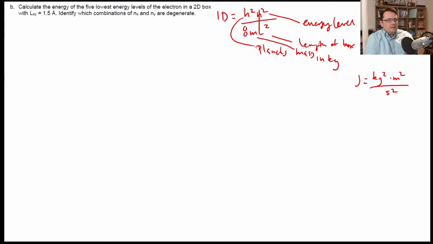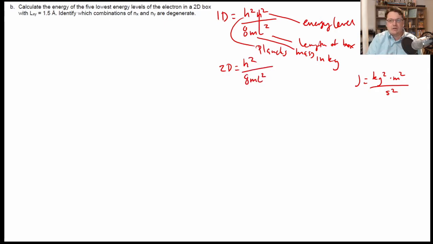Alrighty. So let me calculate these things. All you have to do is simply use the 2D equation. For the 2D particle in a box, it's pretty much the same equation. It's still h squared over 8mL squared. It's still all those different things.